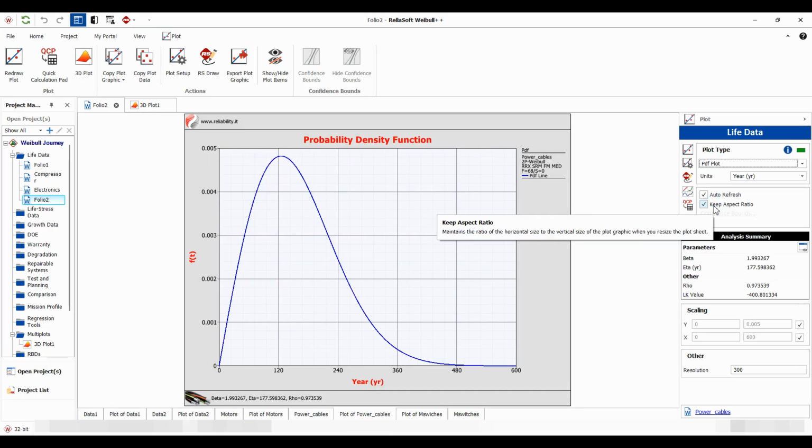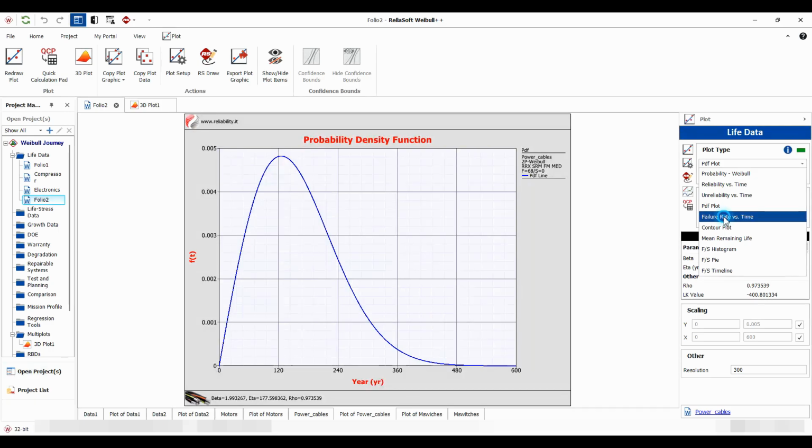Or we could look at the PDF, or probability density function, but this type of information is only to look at the shape of the distribution. We are not going to extract numerical output from here. The probability density function works in terms of area.